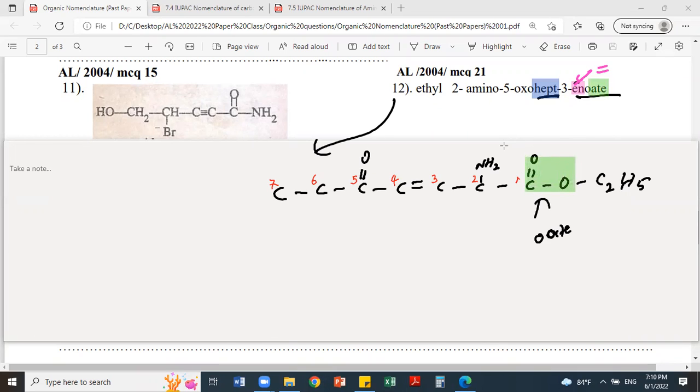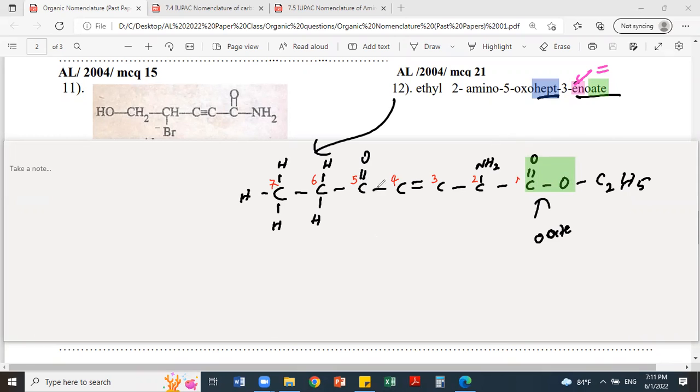Wait. So hepta means 7 carbon. So that's it. The rest of all the others, you have to make 4 bonds by adding hydrogen. So this side, you have to add how many hydrogen? 3 hydrogen. Why? To make it 4 bonds around the carbon atom. On the 6th carbon you have to add 2 hydrogen. Why 2 hydrogen? To make it 4 bonds around the carbon atom.